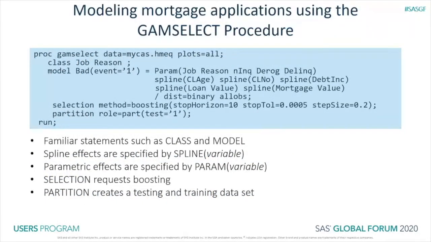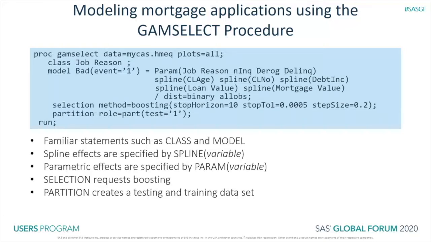Here's an example, modeling mortgage applications using the GAMSELECT procedure. And here you can see syntax that should look fairly familiar to you. We have a class statement, which allows us to specify classification variables, and we have the model statement. In the model statement, after the slash, we specify the distribution equals binary. That tells us we're going to be looking at a binary distribution. The event we are most interested in is when the variable bad takes on the value 1. That is going to be our outcome of interest.